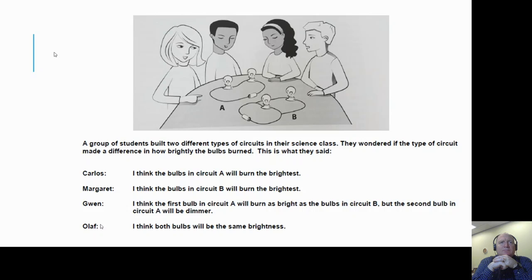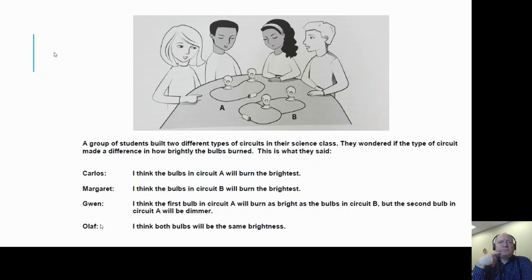Carla said bulb A will burn the brightest. Margaret said bulb B will burn the brightest. Gwen said the first one in A will burn as bright as the bulbs in circuit B, but the second bulb in circuit A will be dimmer. And then Olaf said, I think both bulbs will burn the same brightness.